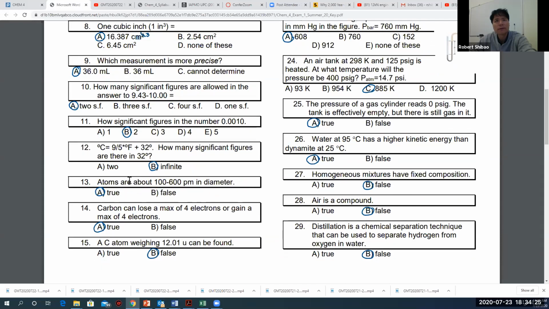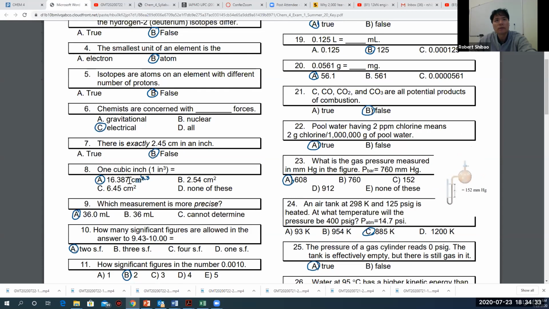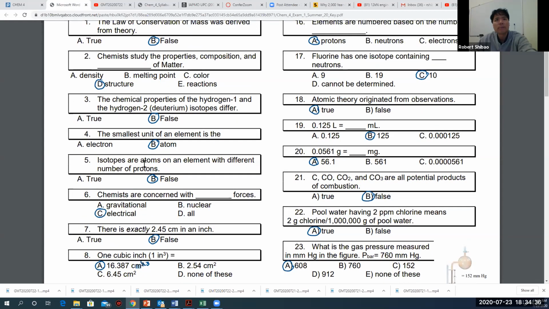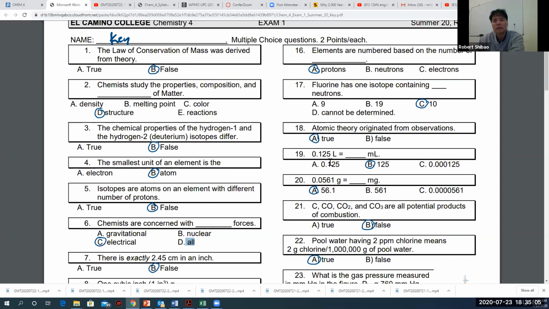Oh, what else did I do? There was one other one. Oh, yeah. The other one was this: chemists are, I should have said, most concerned with electrical forces, but I didn't have enough room here. But if you put down all, then yeah, that's true too. They are concerned with these as well. Okay, I'll get to that in a minute, Crystal.